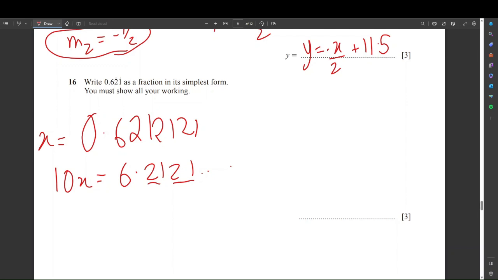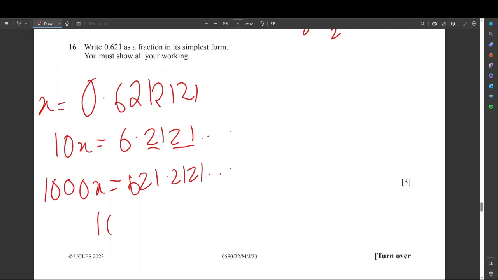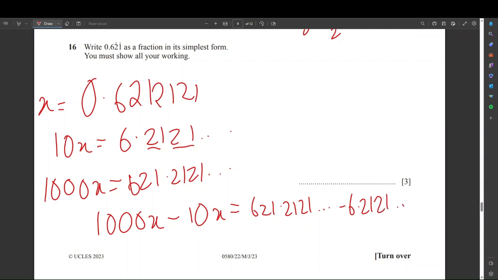Now next thing I'm going to do is 1000x. So I'll get two more decimal places. So this will be 621.2121 dot dot. Now all I'm going to do is 1000x minus 10x is equal to 621.2121 minus 6.2121. So this will cancel out, and I'm going to be left with 621 minus 6, which is going to be 615.